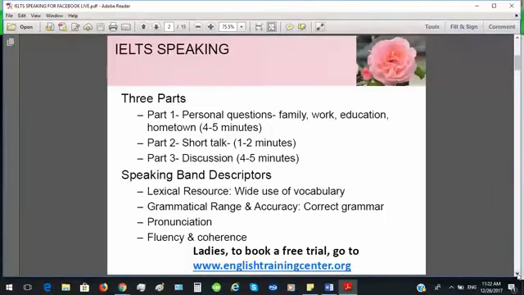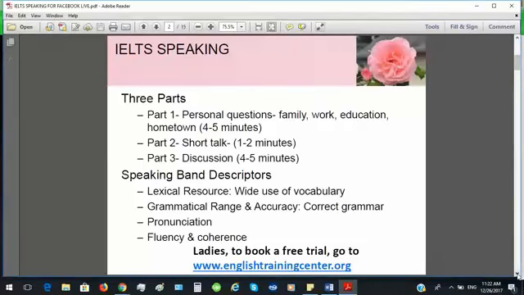Part 2 consists of a short talk, otherwise known as a monologue, in which you are talking for 1 to 2 minutes, and the examiner will not be interrupting you. The examiner will allow you to speak uninterrupted. Part 3 consists of a discussion, which oftentimes is related to the topics in Part 1, and it lasts 4 to 5 minutes.